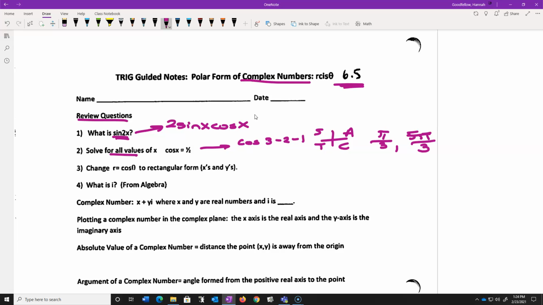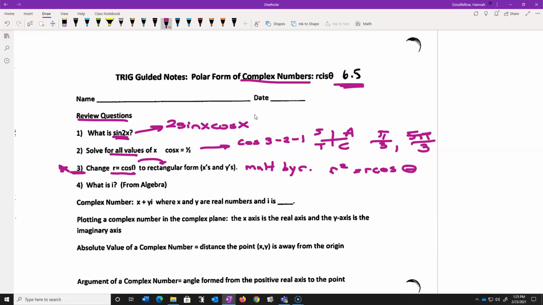Number 3 really revolves around the idea of what you learned in previous sections of 6.4 about how you change something that is in polar and change it into rectangular. Well, in this particular case, what you would do is multiply each side by r. So this is a multiply by r on each side. And we end up making r squared equal to r cosine theta.